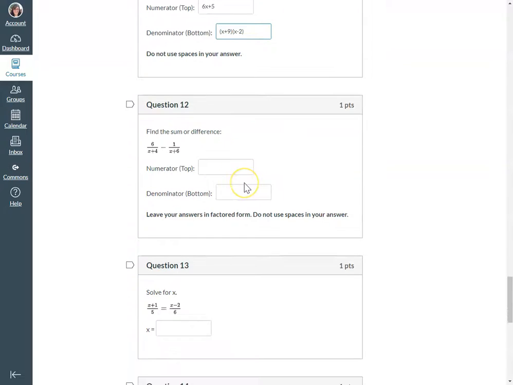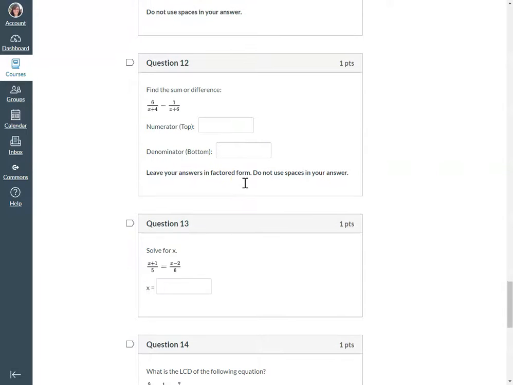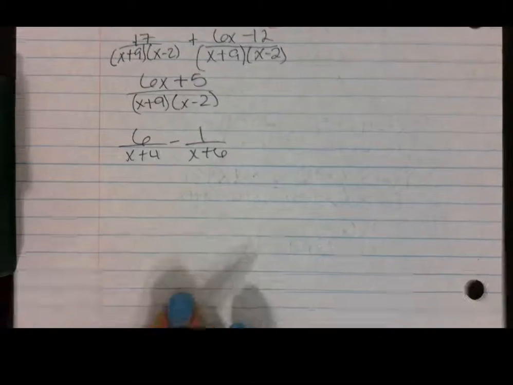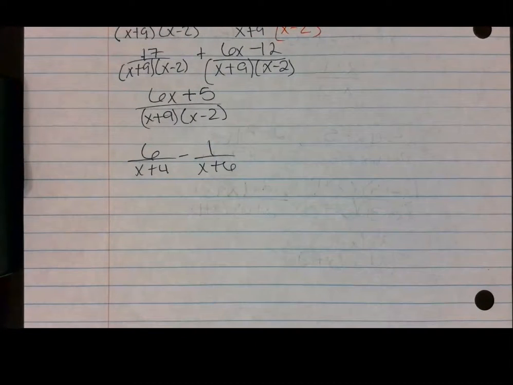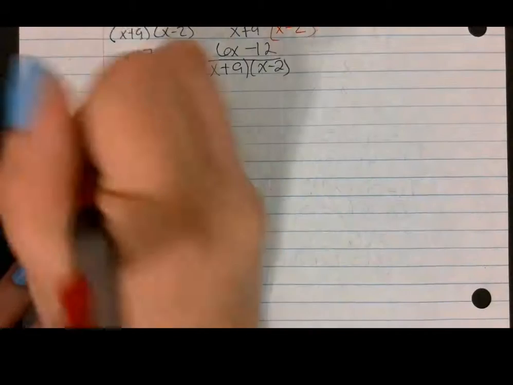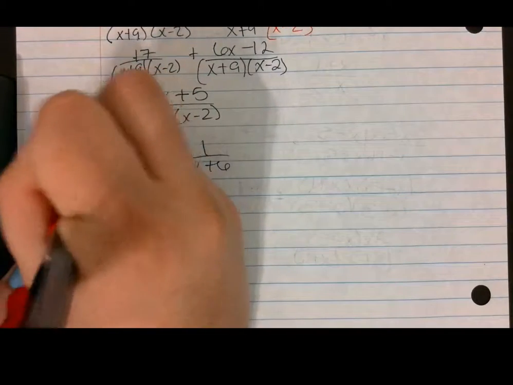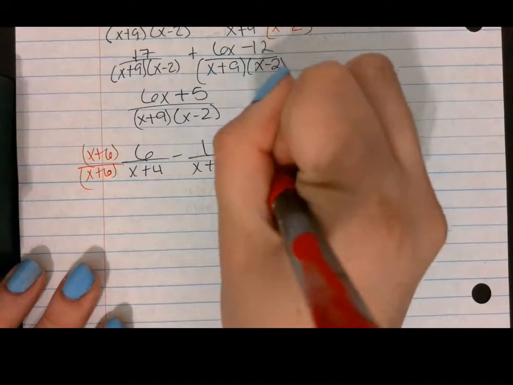Okay. This one wants me to find the sum or difference, but they have different denominators, so I'm going to copy that down on my paper. It is 6 over x plus 4 minus 1 over x plus 6. So since both the denominators are completely different, what I want to do is multiply each fraction by the opposite denominator. So this one gets multiplied by x plus 6, and this one gets multiplied by x plus 4.